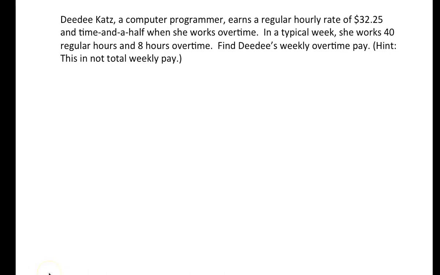All right, here's another pay example. It says Dee Dee Katz, a computer programmer, earns a regular hourly rate of $32.25, and she gets time and a half when she works overtime. In a typical week, she works 40 regular hours, for the first 40 hours are regular, and 8 hours of overtime. Find Dee Dee's weekly overtime pay. And it says, hint, this is not the total weekly pay. So they don't want her total pay for the week. All they want to know is how much she makes for those overtime hours. So she only had 8 overtime hours. The other was just regular hours, so it was regular pay.